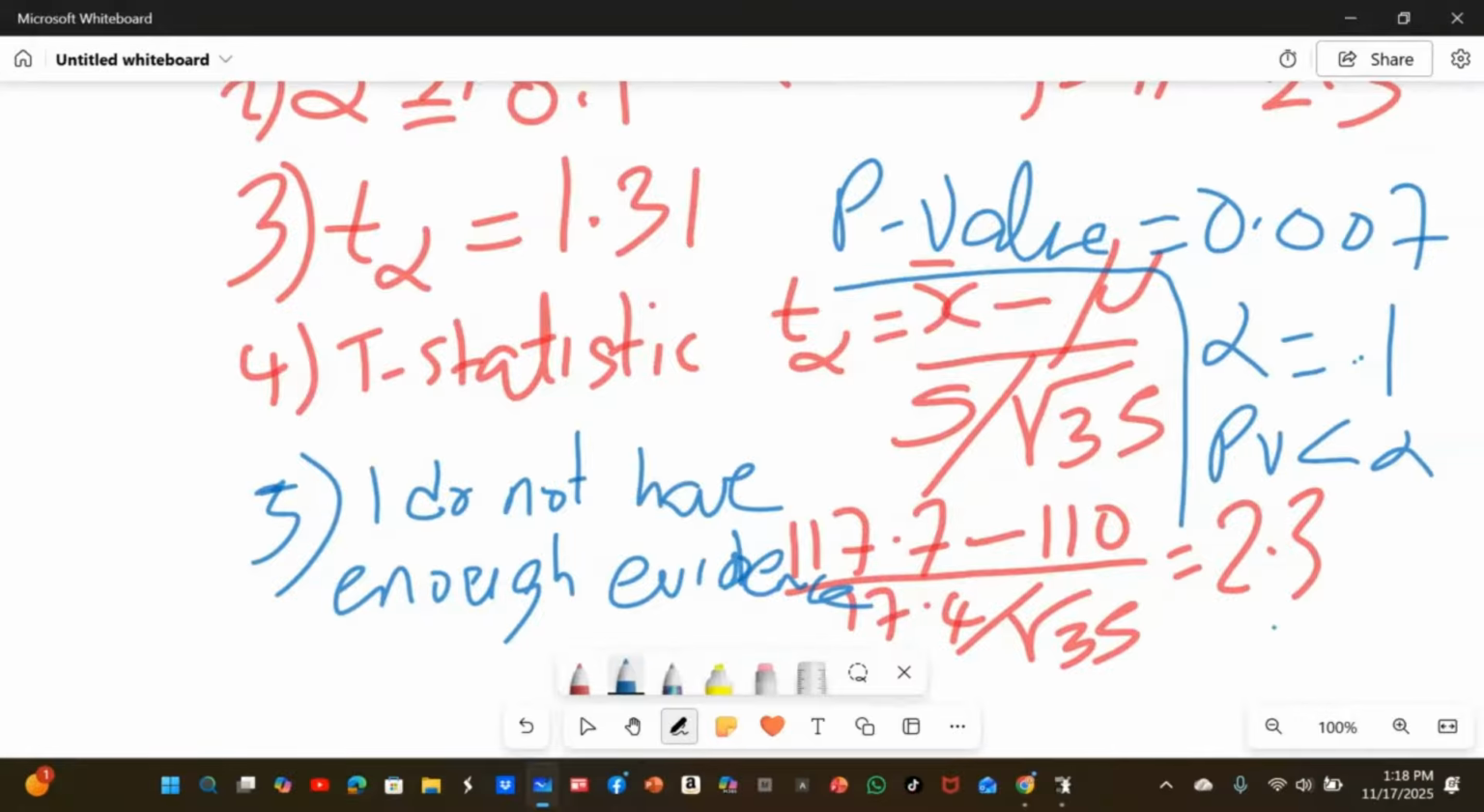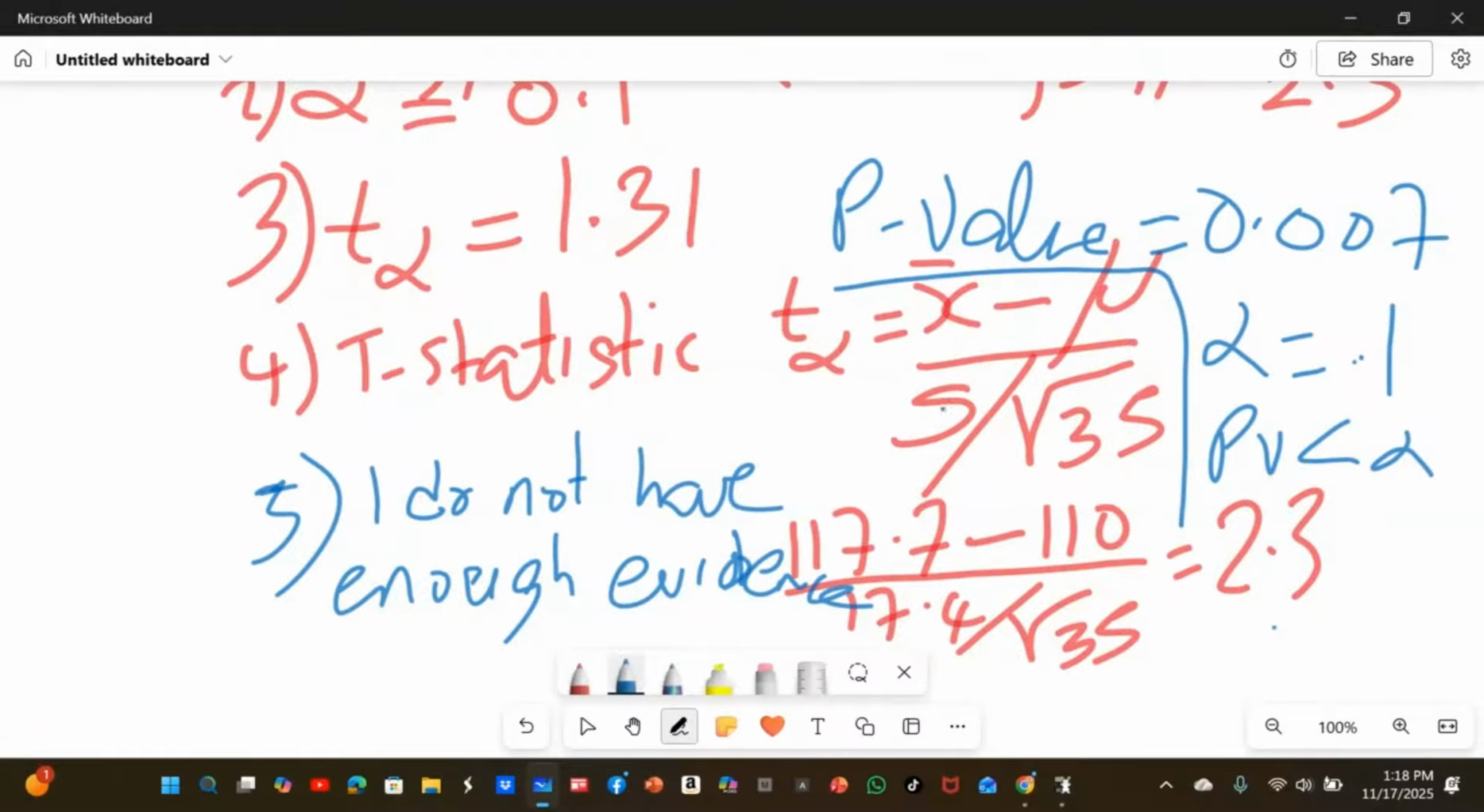So this is an example on hypothesis testing. We have applied the 5 steps. Don't forget that in every hypothesis testing, you have to apply the 5 steps of hypothesis testing. So this is example 1.